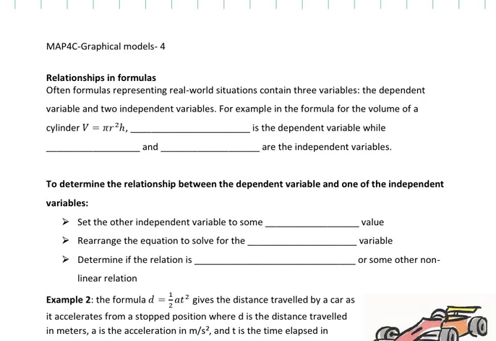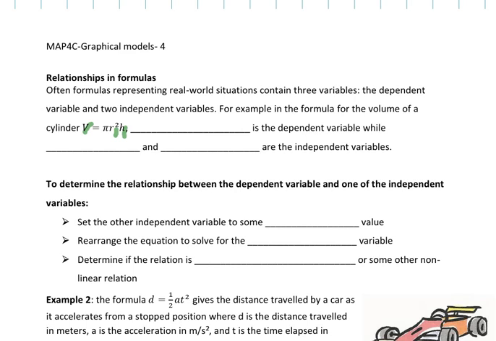So in this case, I have a formula, and this formula is the volume of a cylinder, right? So if you look at this, the volume of a cylinder is equal to pi r squared h. How many variables do you see here? Three variables, which are? Pi is not a variable, pi is 3.14. So the volume, the radius, and the height. So there's three variables: the volume, the radius, and the height, right?